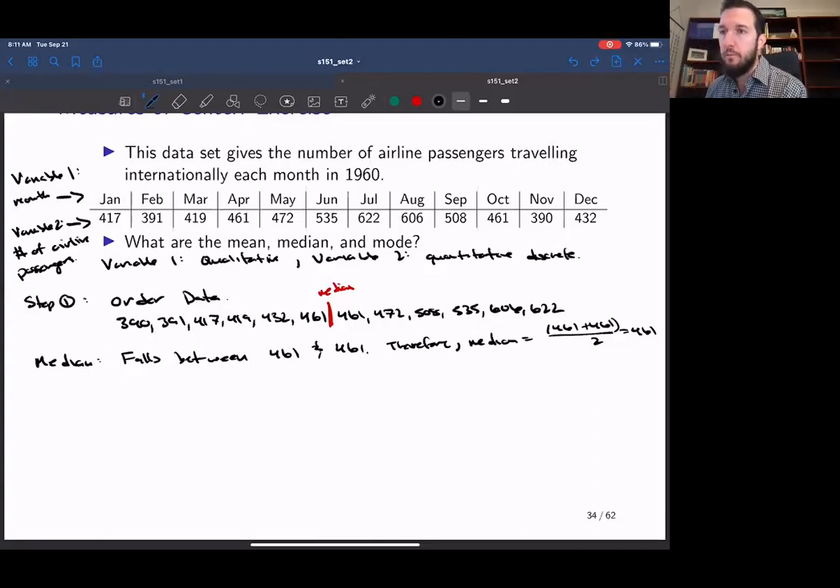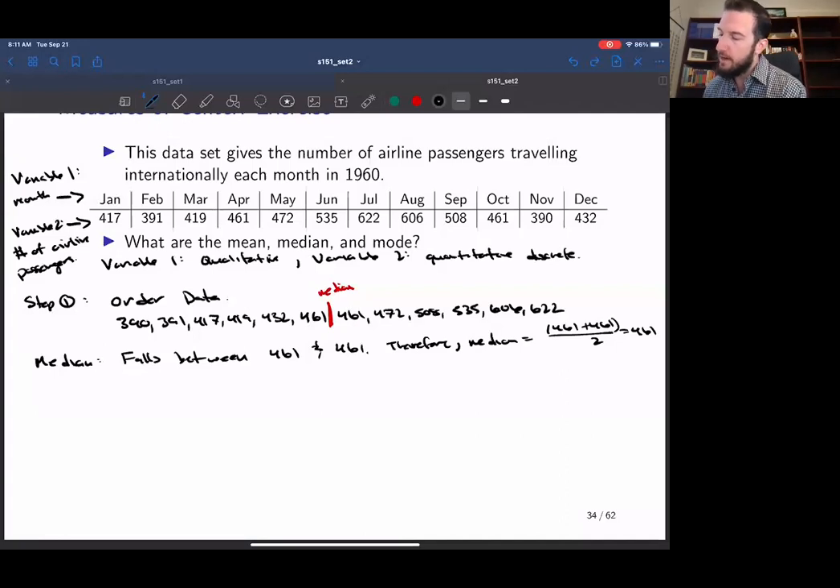The first thing that we did was order the data. The reason that we did this first is because the mode is easiest to find via the ordered data, and the median, we have to order the data anyways. So I just went a step ahead and started off by doing this.